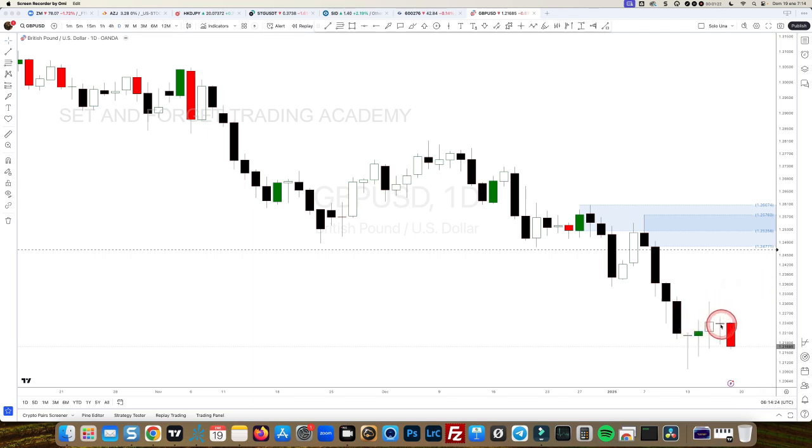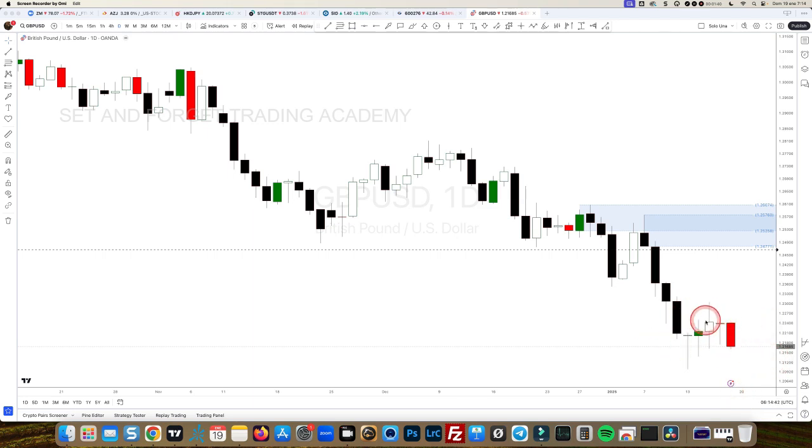So if this stays like this, imagine that on Monday, price opens and then starts to rally like this. This could become a valley. But if it continues to drop, it will become a continuation pattern.